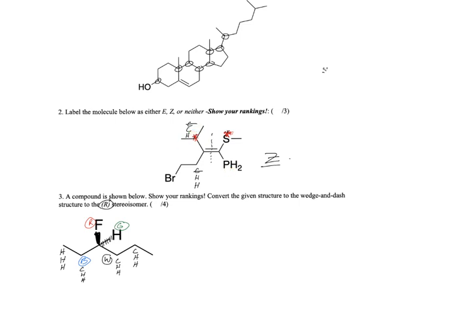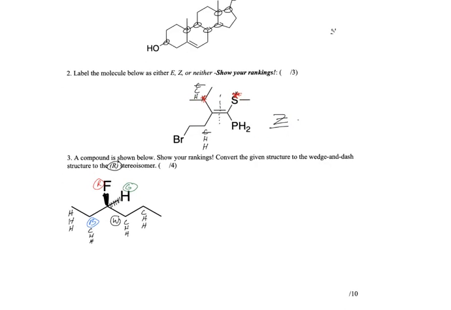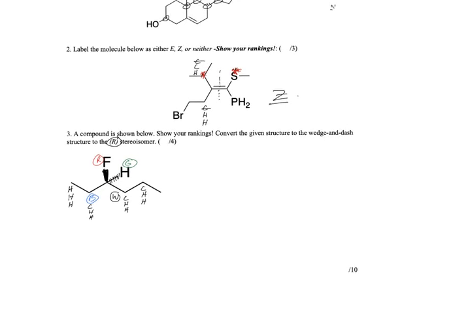And then sulfur versus phosphorus. Sulfur has a higher rank, higher atomic number, so that wins. So they're on the same side, so we call that Z. Next one, you need to do the rankings. Then you need to make it into an R. So make sure you can do those things.